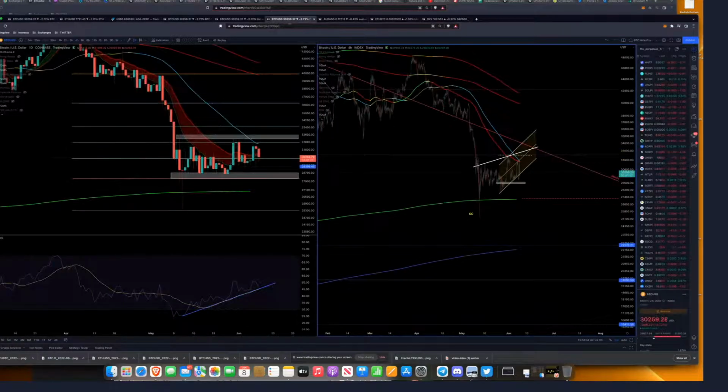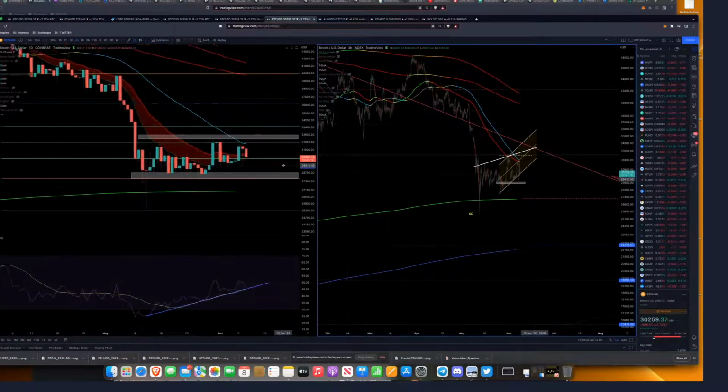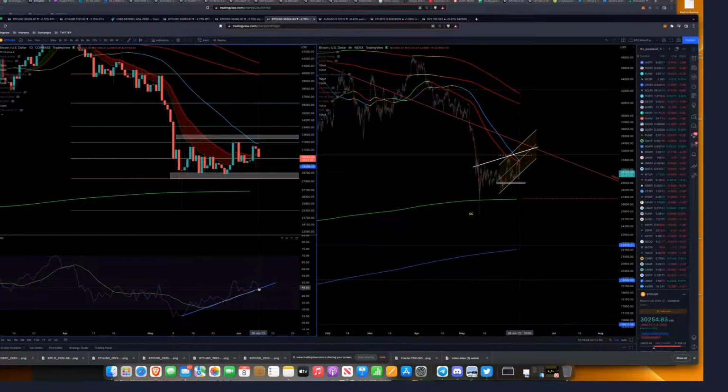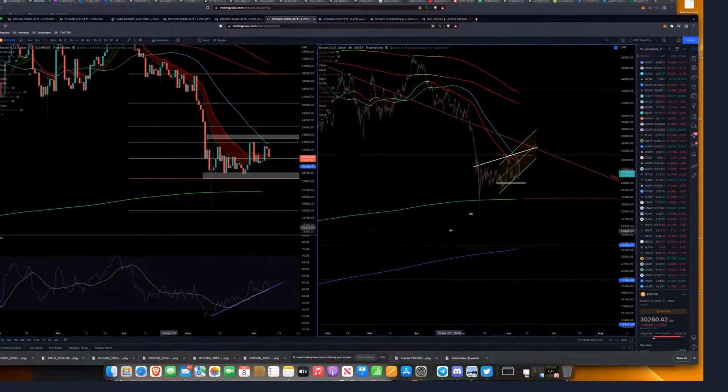Where are we? Okay, so right now we're ranging. There's no argument about it. If the RSI on the daily breaks, then this is going to be a bit bearish. We're going to have a bit more of a deeper pullback, and we might come back down to here or further. So just got to be prepared for that.